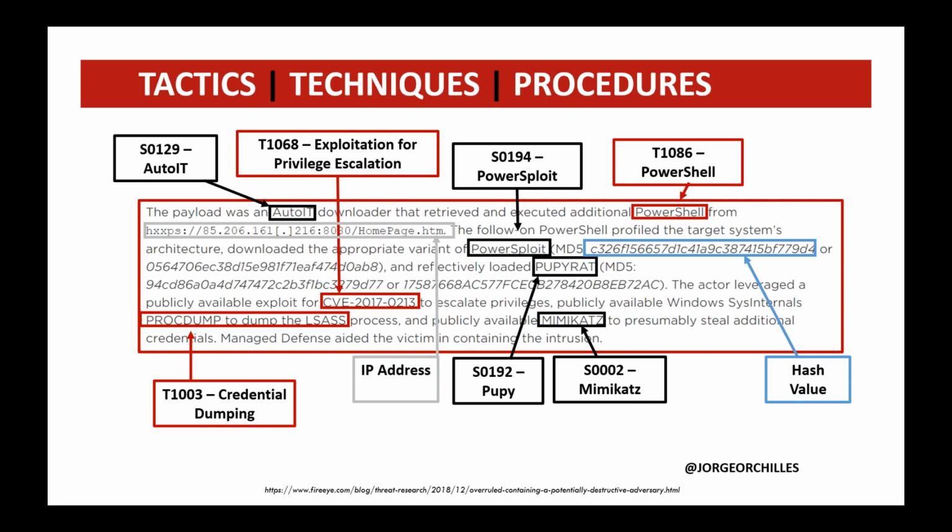As you could continue to go through, you'll see PowerSploit is on there. You'll have a hash value. That's another IOC. You have Mimikatz. You have process dumping. And you have a vulnerability that was exploited, which is also linked to exploitation for privilege escalation in Technique 1068. So you read through these reports. You pull out these various different TTPs for the adversary that you're going to emulate.